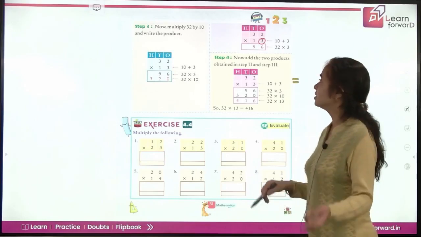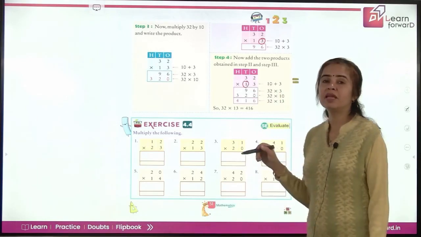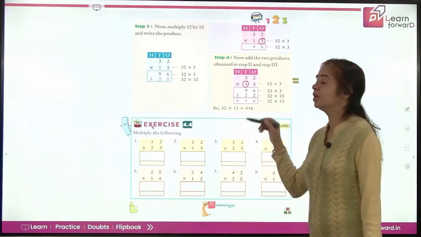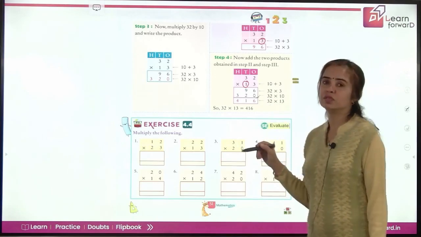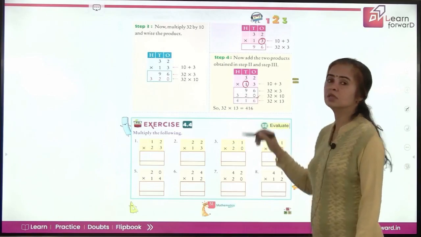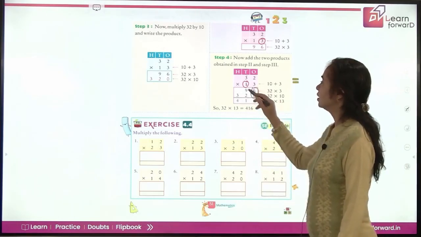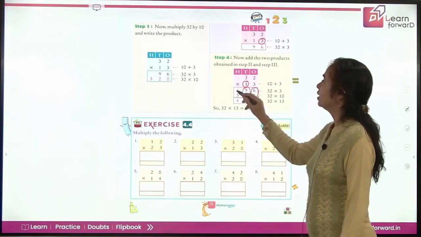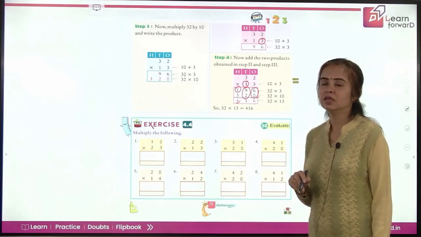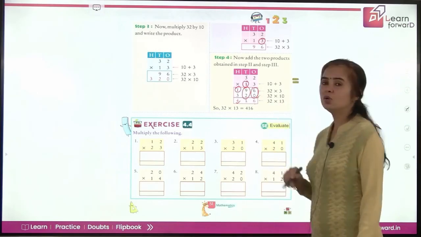And in the second step, you will multiply by 1. So, before multiplying by the tens digit, always remember you will put a 0 here first. So, 1 times 2 is 2, 1 times 3 is 3. Now, you will be adding them together. So, you get 6, 9 plus 2 is 11, write 1, carry 1, and 3 plus 1 is 4. So, you get 416. Now, a question from you can be, why do we put a 0 here?